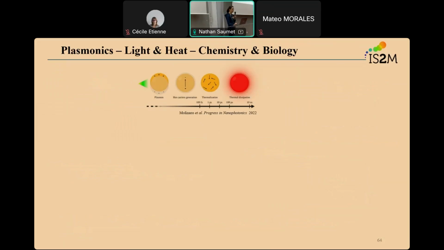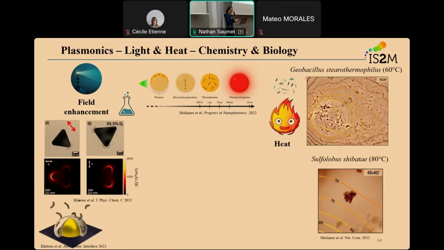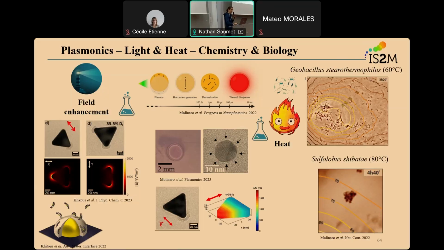As a general conclusion, we have a single plasmonic effect, but it can generate light and heat, and it can be used in chemistry and biology. So for the field enhancement, as I said before, we can map the field enhancements. With the heat, with biology, we were able to observe the growth of thermophiles. And with chemistry, we are now able to map the temperature at the nanoscale.